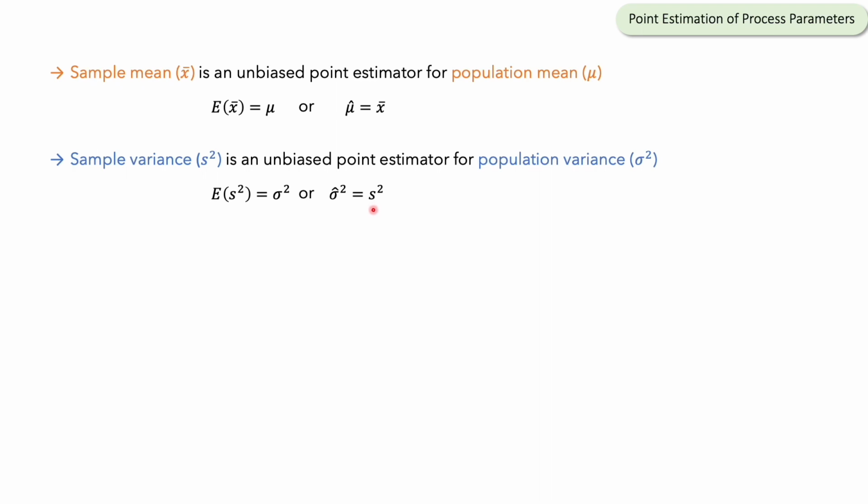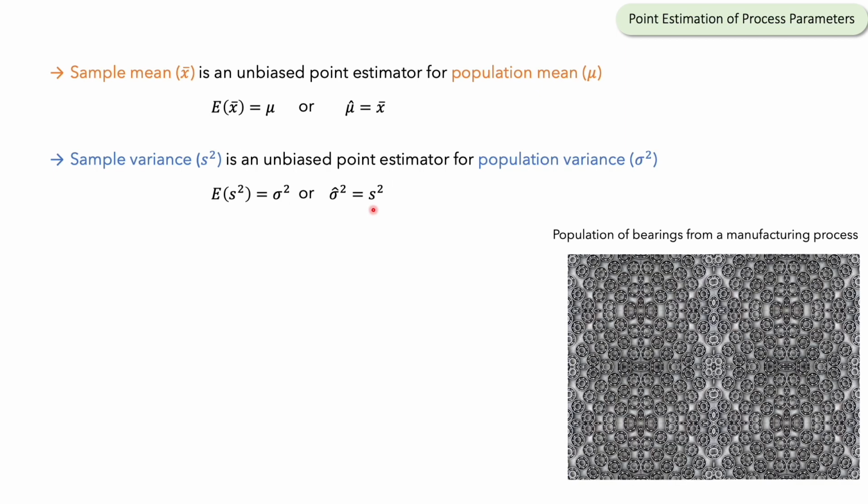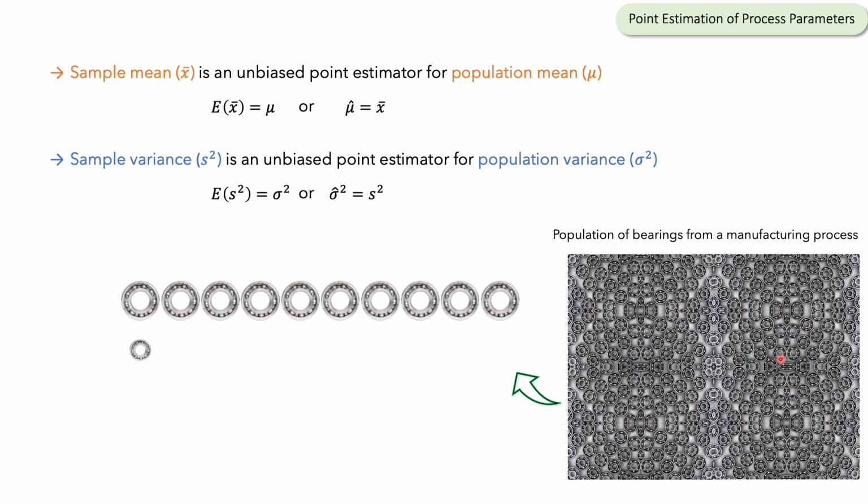So for example, let us consider a whole lot of ball bearings produced by a certain manufacturing process. We want to find out the mean and the variance of the inner diameter of these ball bearings. So out of the population of ball bearings, we select a sample of 20 ball bearings.